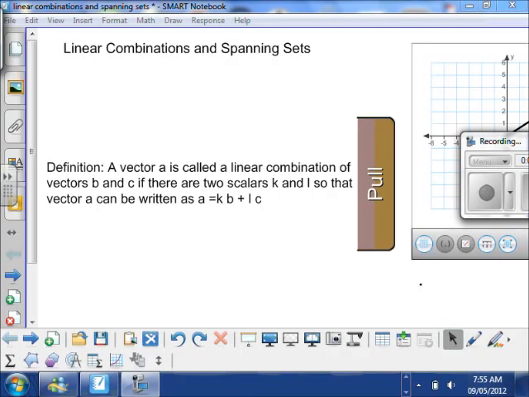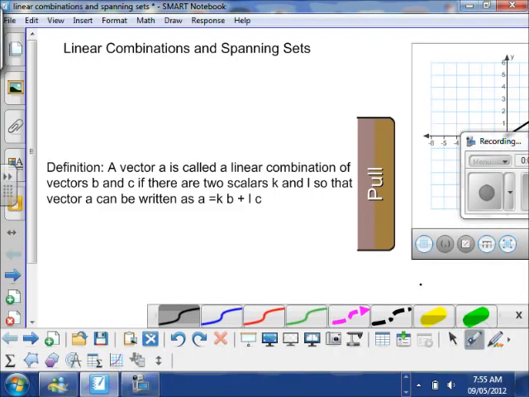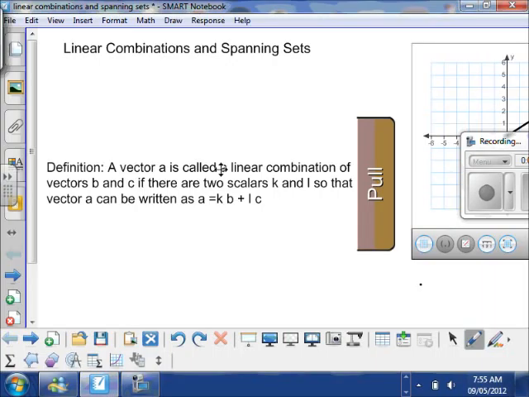A vector A is called a linear combination of vectors B and C if there are two scalars K and L, so that vector A can be written as A equals KB plus LC.